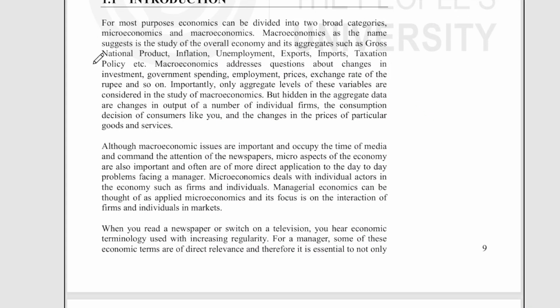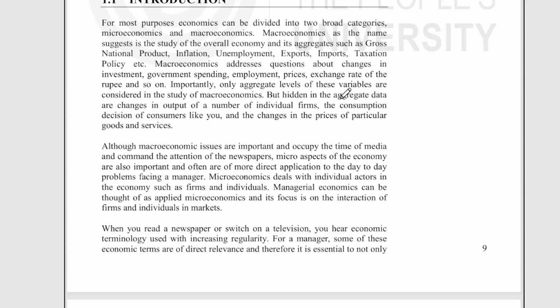For most purposes, economics can be divided into two broad categories: microeconomics and macroeconomics, right? Macroeconomics, as the name suggests, is the study of the overall economy and its aggregates such as gross national product, that's GNP, inflation, unemployment, export import. That is the base of economics we will discuss in macroeconomics. And macroeconomics addresses questions about changes in investment, government spending, employment, prices, exchange rate of rupees and so on.